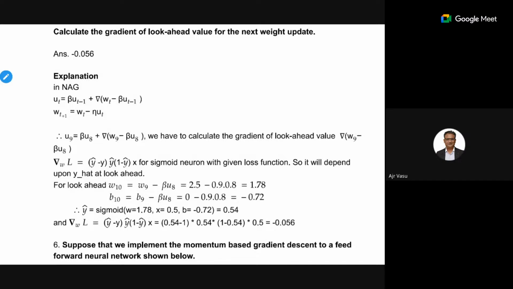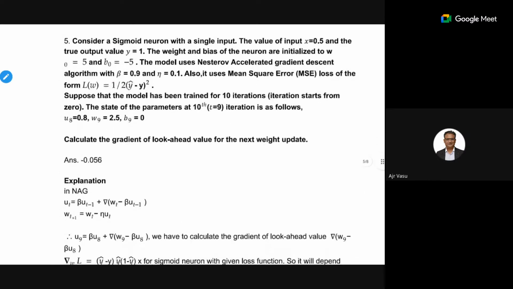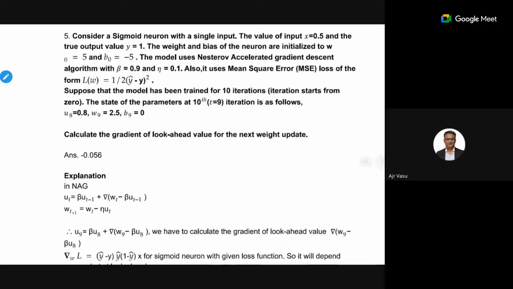It's very unclear. Just go to the question, sir, or just go at the top. See, consider, suppose the model is trained, U8 is given, W9 is given. So what is the look ahead here, U9 or U10? U9 is the look ahead. That is correct. So 10th iteration.